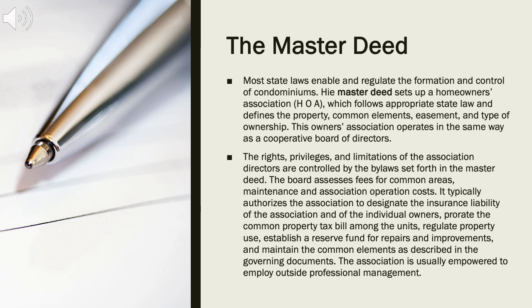It typically authorizes the association to designate the insurance liability of the association and of the individual owners, prorate the common property tax bill among the units, regulate property use, establish a reserve fund for repairs and improvements, and maintain the common elements as described in the governing documents. The association is usually empowered to employ outside professional management.